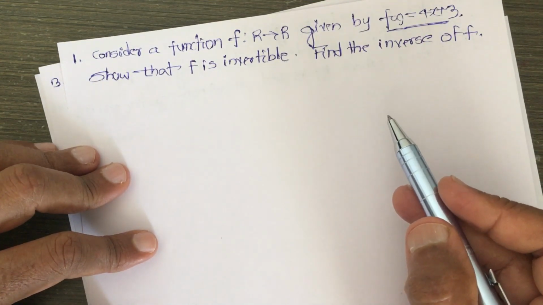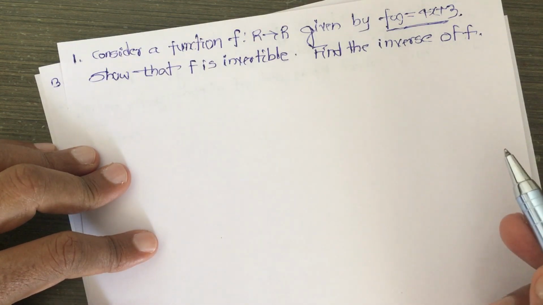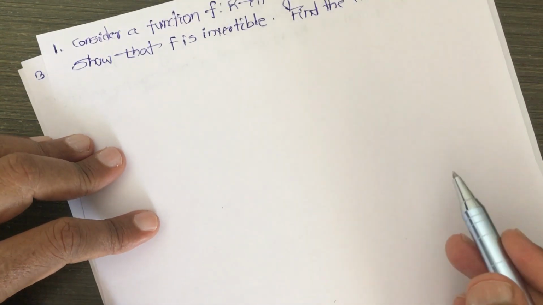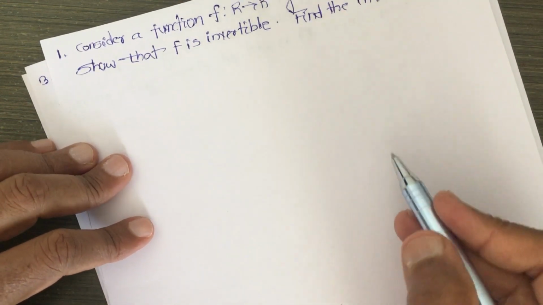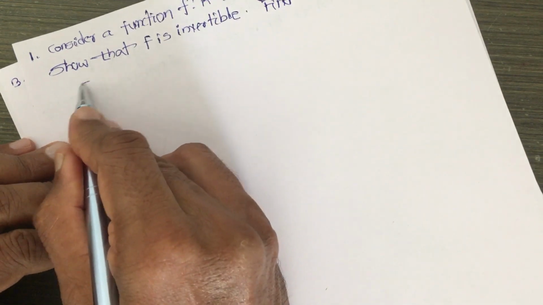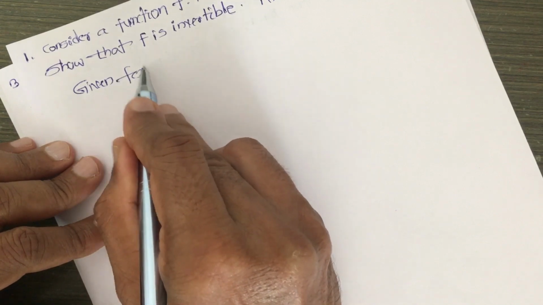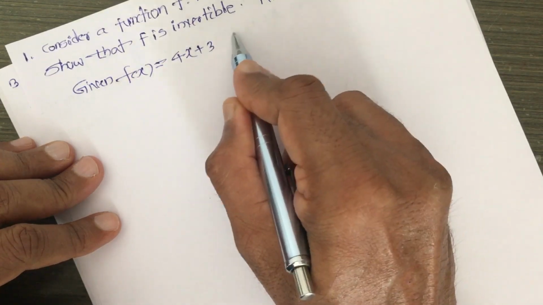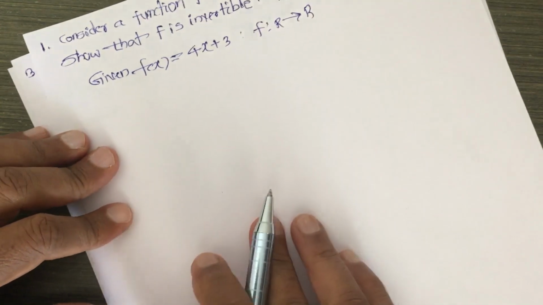And when the function f is invertible, there should be another function g that exists, so that f composite g and g composite f equal to I. Then we say that f is invertible, and we find the inverse of f, that is g of y, which is nothing but f inverse of y. So, remember the method. First it is given f of x is equal to 4x plus 3, which is a function from R to R. Domain is R, codomain is R.